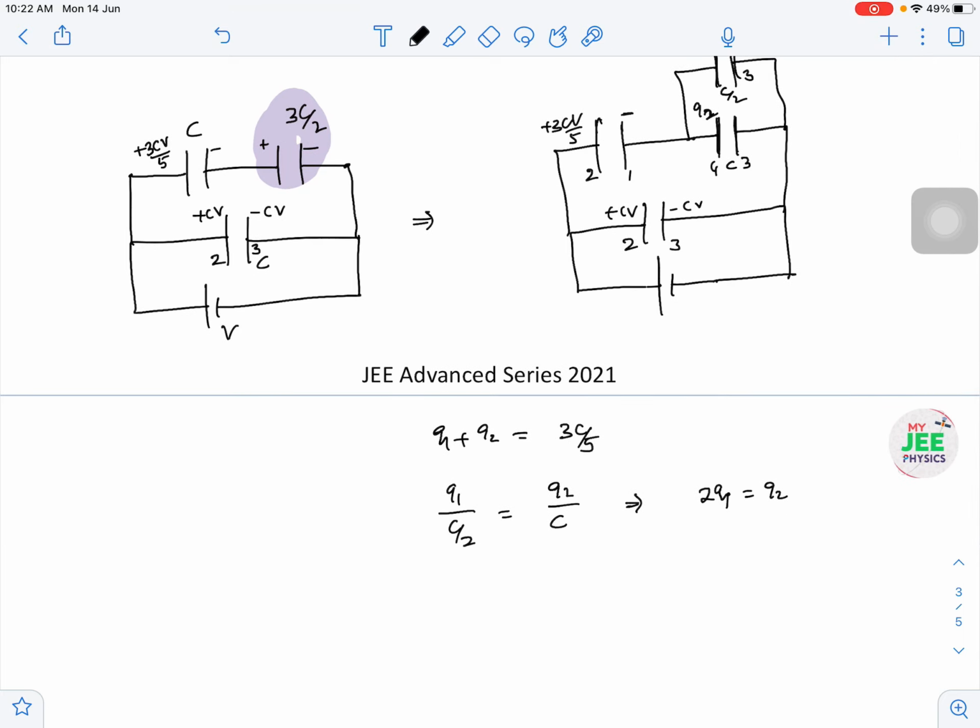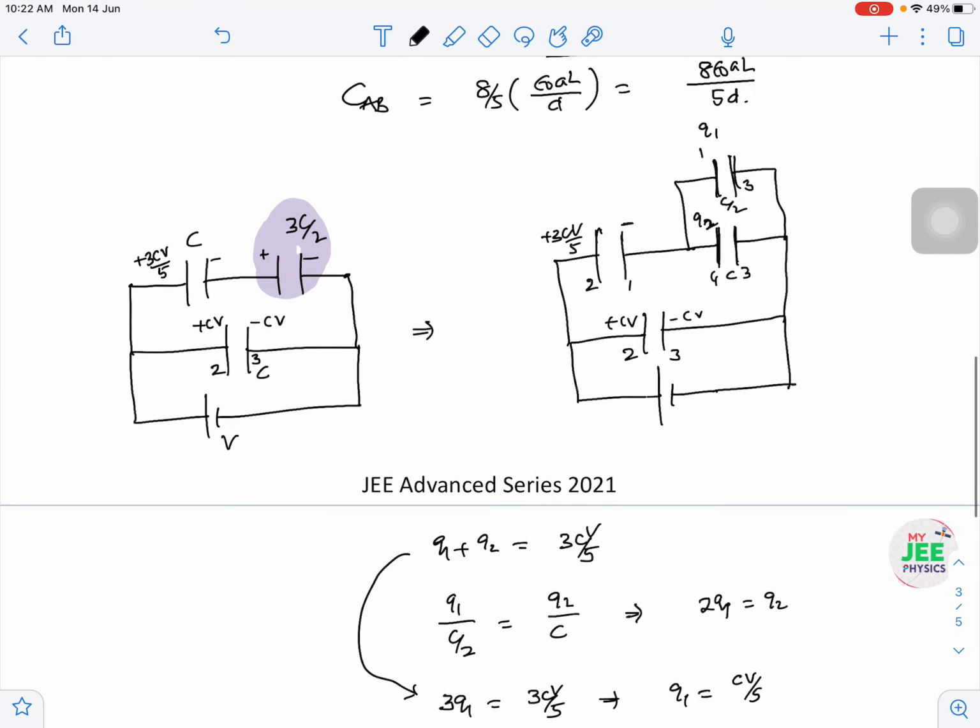What is the Q1 value? In the place of Q2 you can write 2Q1. So then 3Q1 is equal to 3CV by 5. In the place of Q2 write 2Q1, it will become 3Q1 on the left side. That means Q1 is equal to CV by 5. Okay, 3CV by 5 charge, that's right. So then you will get CV by 5. Obviously the other one, Q2, will be 2CV by 5.